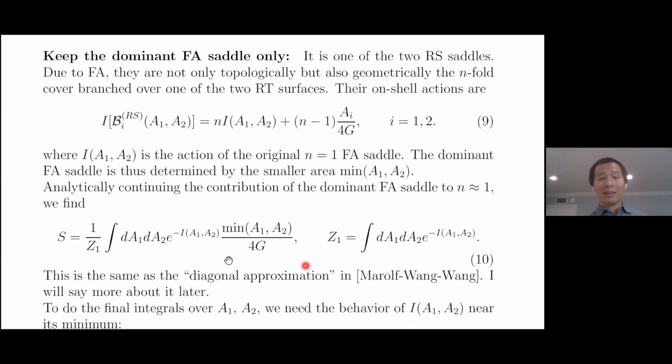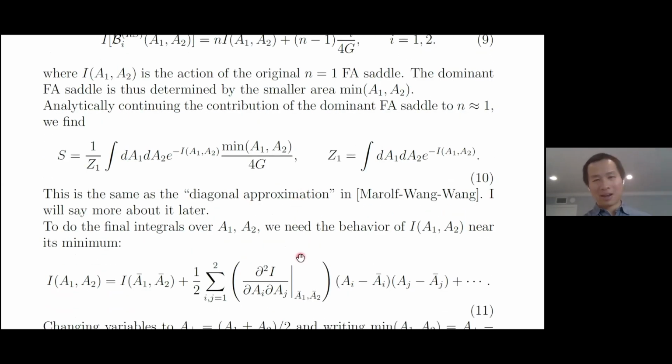So roughly speaking, this means that we're going to take the average weighted by e to the minus I of the entropy in each one of these fixed area states, because the minimum of A1, A2 over 4G is the entropy for each fixed area state. And this is something that can be shown. This is the same as the diagonal approximation conjectured in the paper by Maroff, Wang. I will say more about it later, but the important thing is that we can do this integral over A1, A2 explicitly.